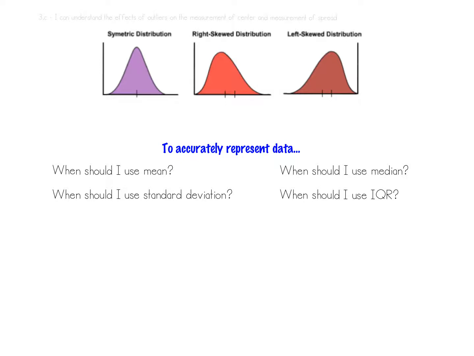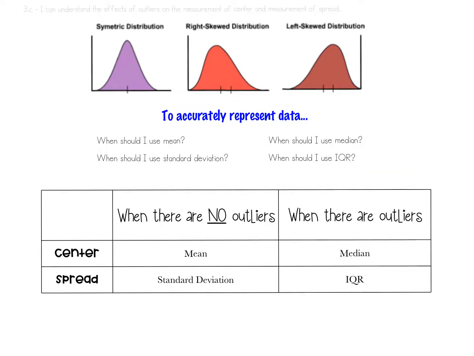So when I look at this, when should I use mean? When should I use median? Because those are my measures of center. When should I use standard deviation? And when should I use IQR? Because those are the 4 measures of center and spread that we're going to be talking about that we use in different situations. Alright, so this table just kind of sums up.